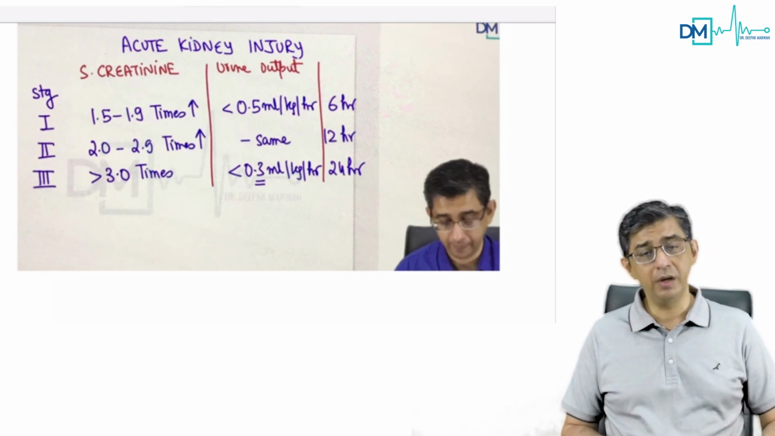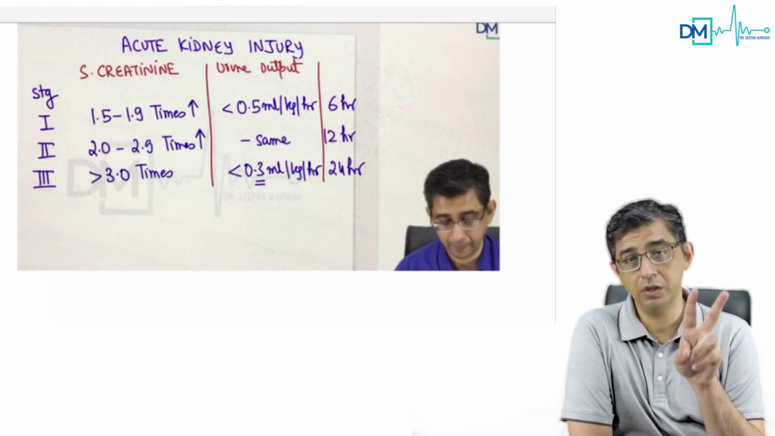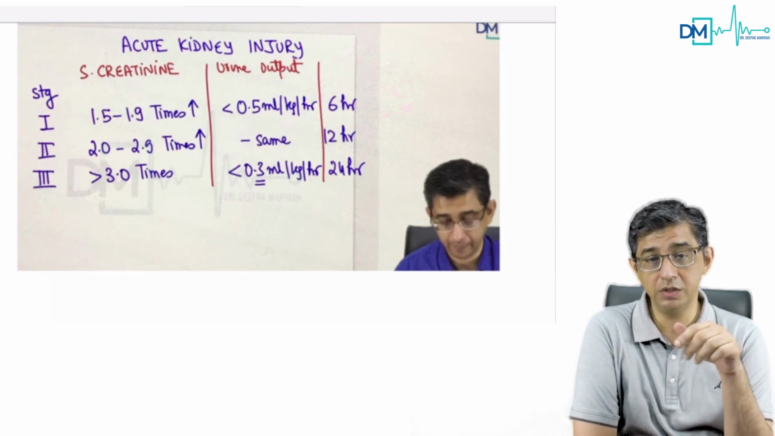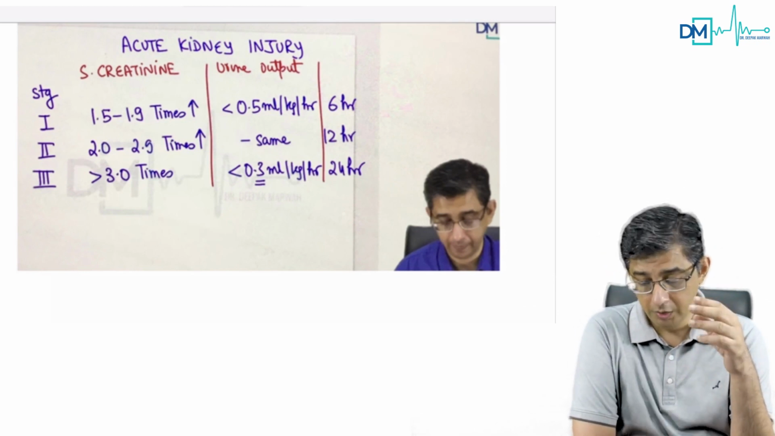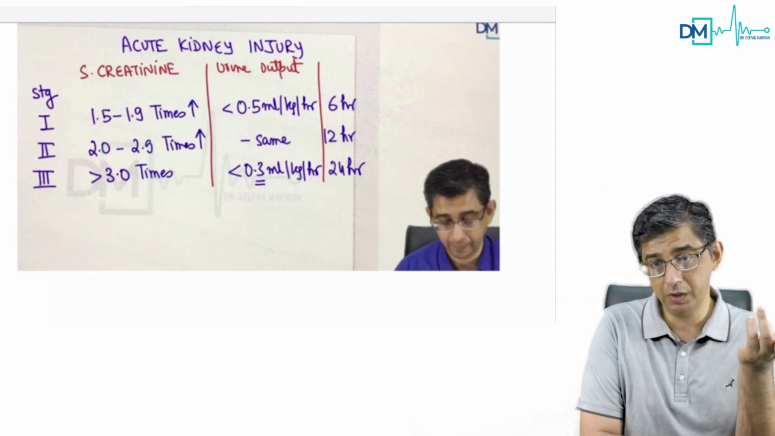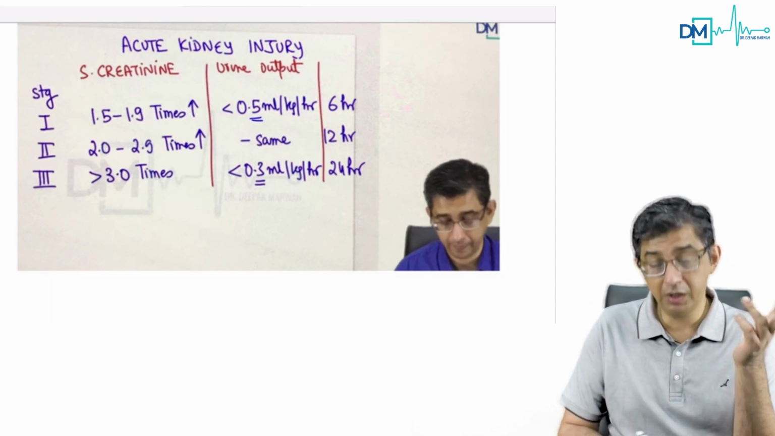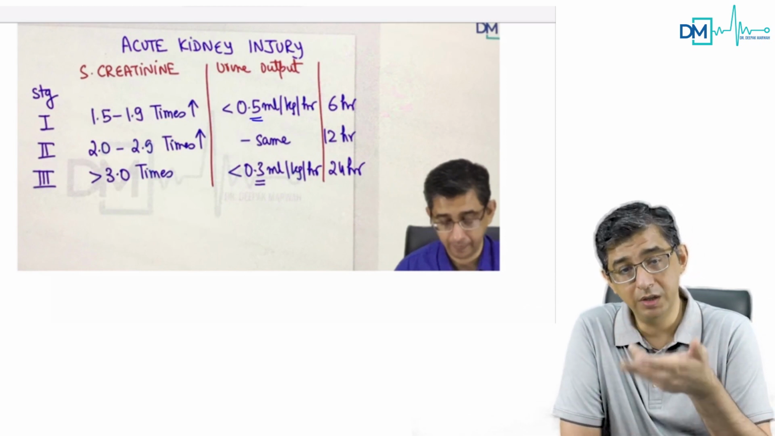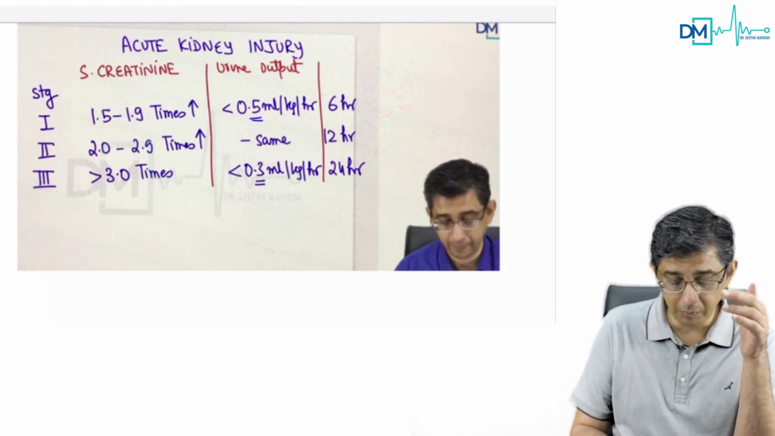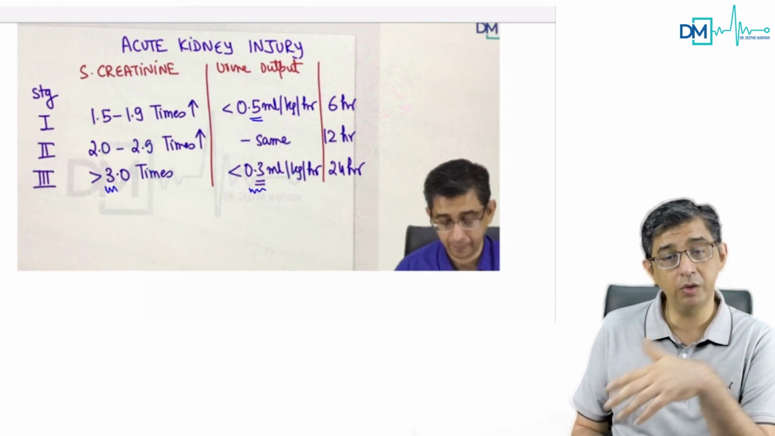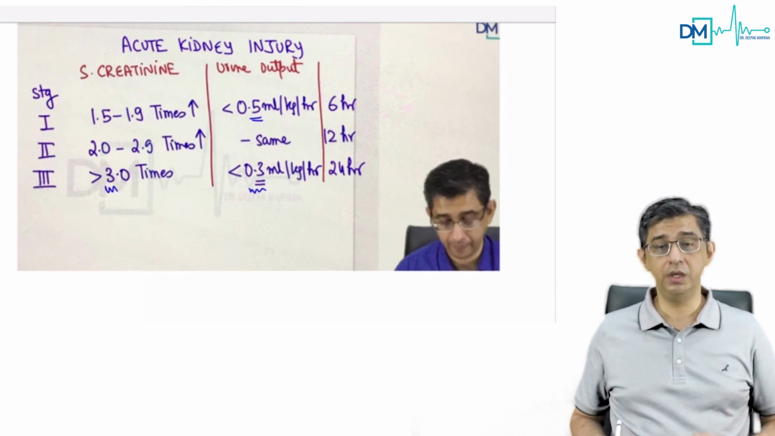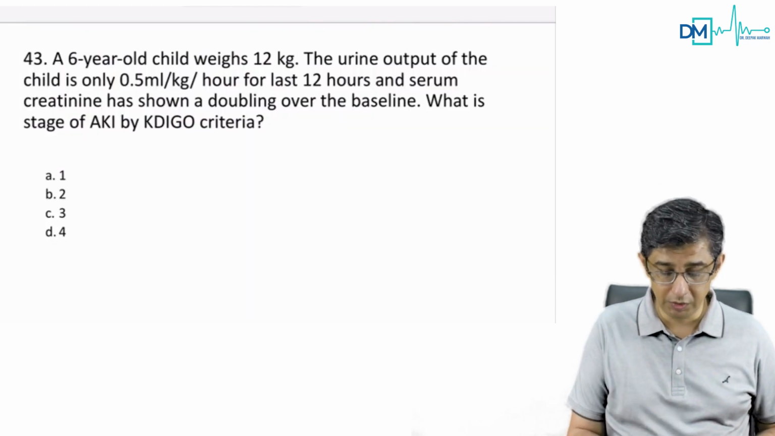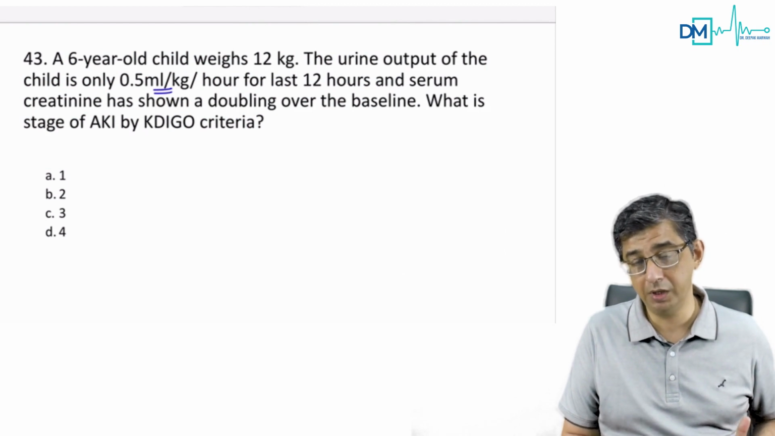And how to remember it? AKI stage 2 is where there's doubling of serum creatinine. AKI stage 3 is where there's tripling of creatinine. Normal urine output is how much? 1 ml per kg per hour. If it decreases to 0.5 ml per kg per hour for 6 hours, then it is going to be stage 1. If you are having it for 12 hours, then you call it stage 2. And if it's 0.3, see 3 coming up again and again, 3 times 0.3, and for 24 hours, it is stage 3. So go through the AKI section where I've discussed it. And well, in this question, you can very well work out the urine output is half of normal. 1 ml per kg per hour is normal.